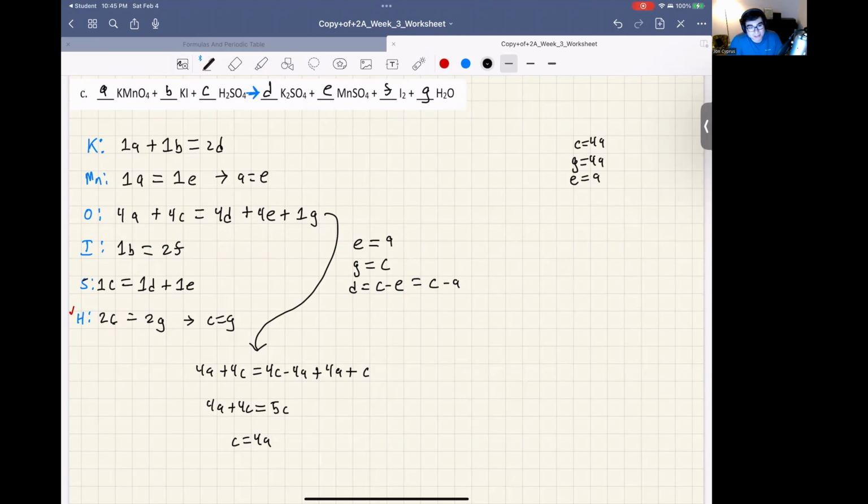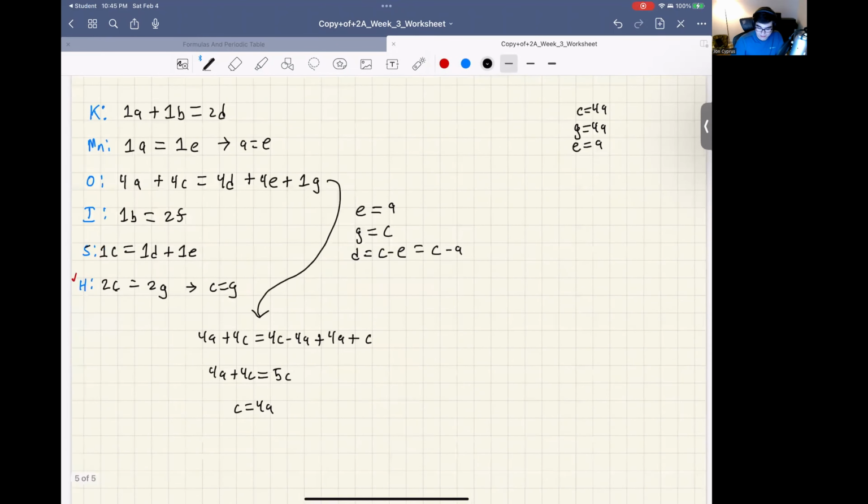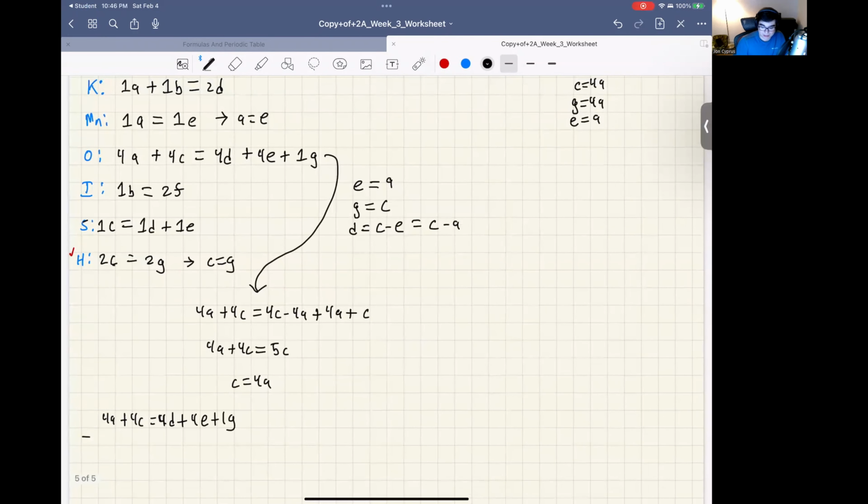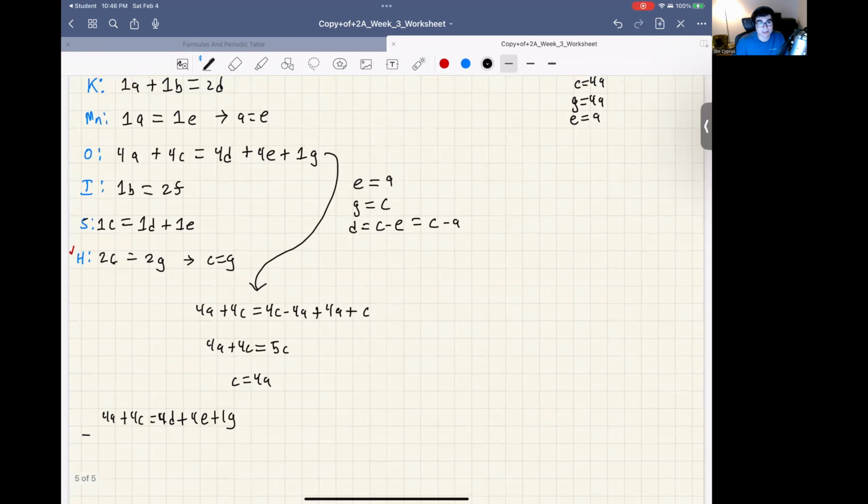Right, we have two formulas with D. We should be able to use the elimination method here, right? So I have these two formulas with D, correct? So what I'm going to go ahead and do is use elimination. I'm going to do it down here. So 4A plus 4C is equal to 4D plus 4E plus 1G. I'm going to subtract the one up top, the one that we did for potassium.